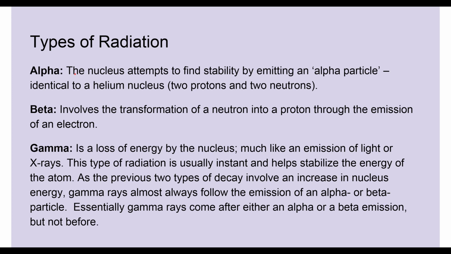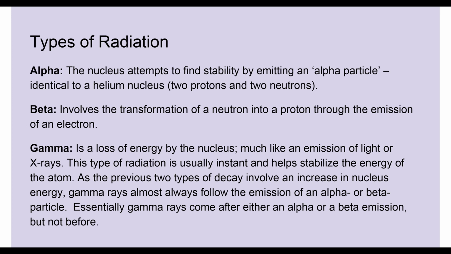Alpha is when the nucleus attempts to find stability by emitting an alpha particle. It's identical to a helium nucleus, 2 protons and 2 neutrons. So sometimes we'll say in alpha radiation we lose a helium. Now that's not technically correct, but the amount that we lose is equivalent to a helium and can oftentimes be abbreviated as such, which we'll see in a few of our examples.